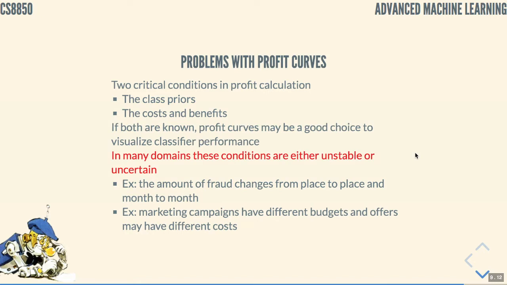They're fluctuating, they're changing. And in terms of costs and benefits, marketing campaigns have different budgets, and offers may have different costs, and there is just too much variability and instability for the class priors and cost benefits conditions to be stable and consistent. So our decisions made based on profit curves are also inconsistent.